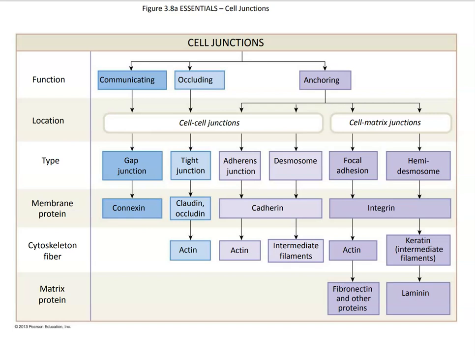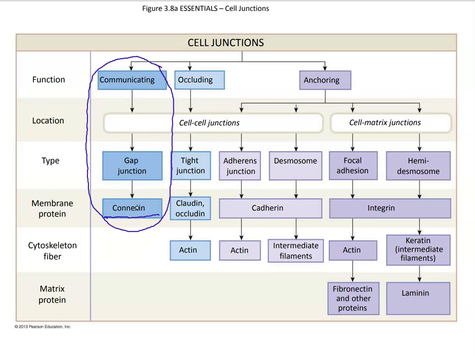Very important for physiology are these communicating junctions. I'm going to circle this. They're called gap junctions. Very important, for example, in the heart, and we will talk much more about it then. The protein family that makes these gap junctions, they're called connexins. So this is the connexin family of proteins.